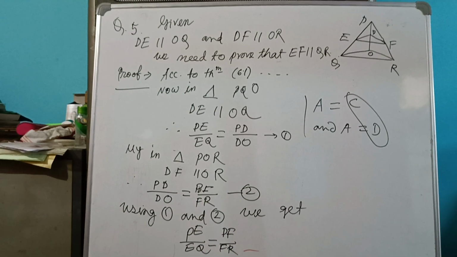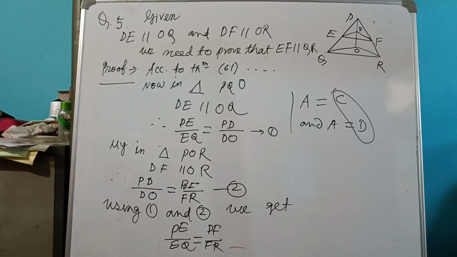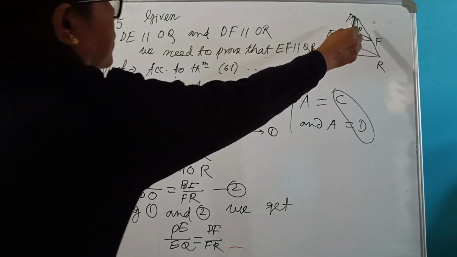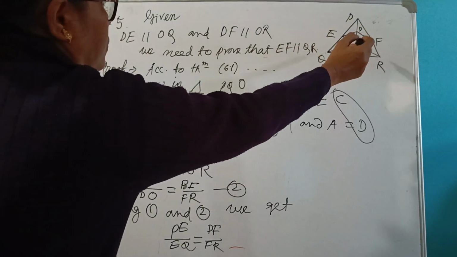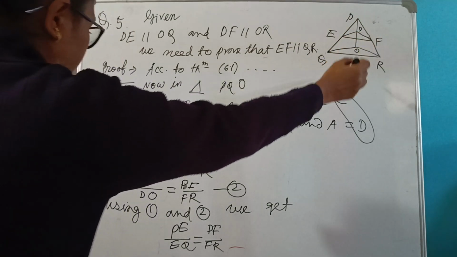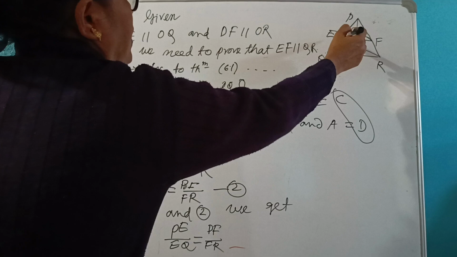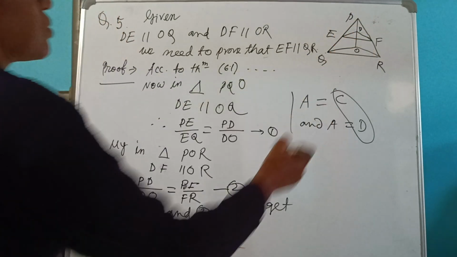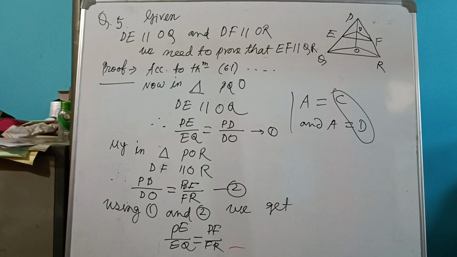And next, what do we have to write? According to theorem 6.2. So PE by EQ is equal to PF by FR. According to theorem 6.2, what can we write? EF parallel to QR.